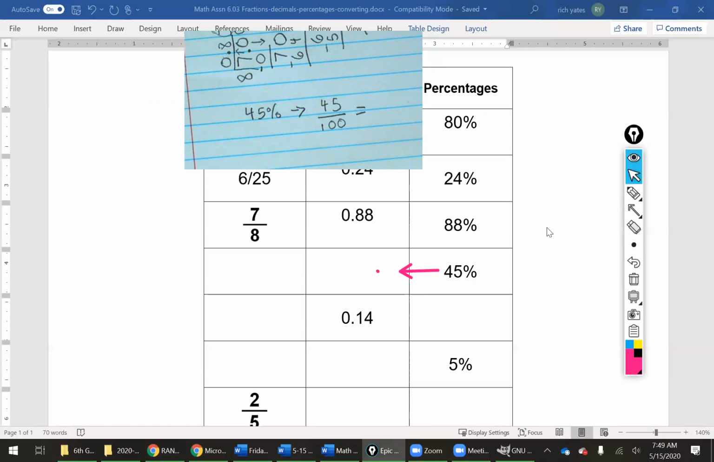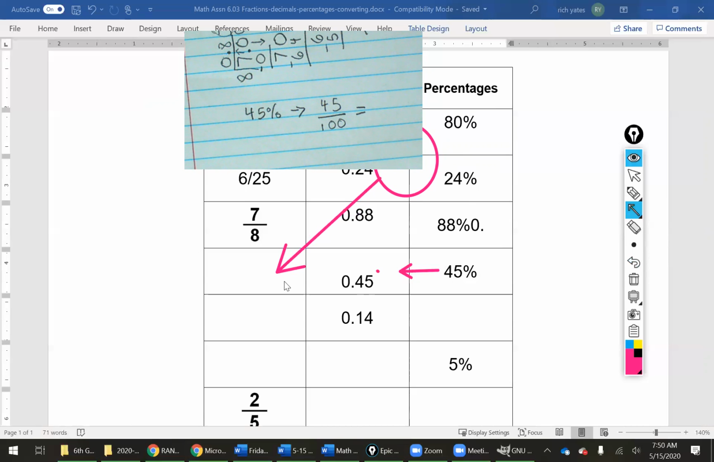That my decimal is 0 and 45 hundredths. Now, boys and girls, I want you to look at this fraction that I wrote earlier, 45 over 100. That can be my fraction that I can put over here in my fraction column.